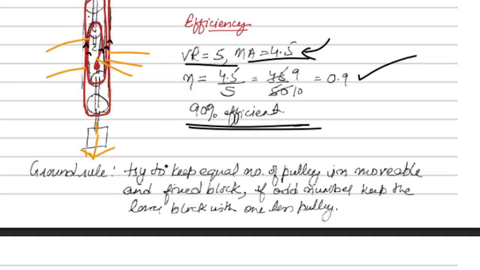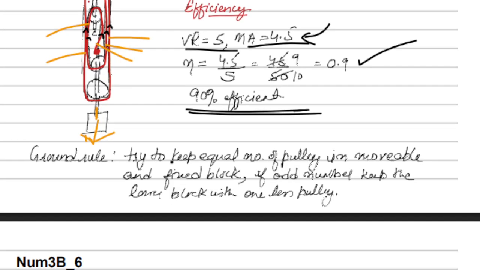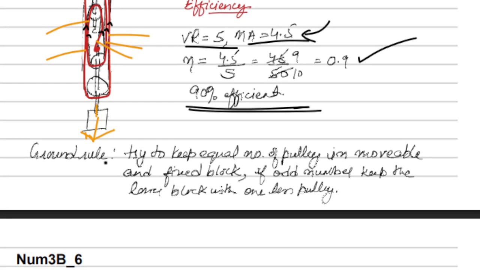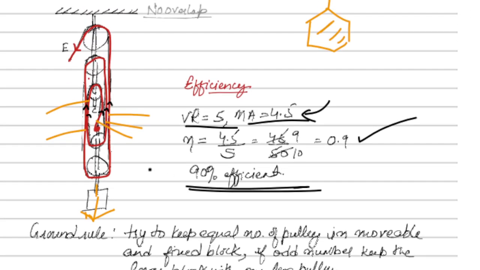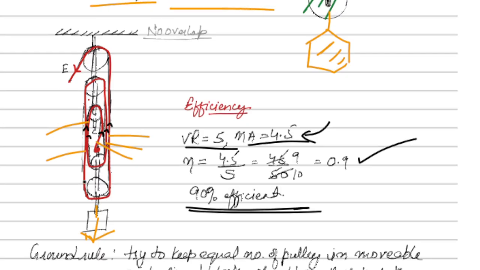Okay, so there are some ground rules which we will discuss in the next question. Try to keep equal number of pulleys in movable and fixed block. If odd numbers are there, then keep the lower block with one less pulley. And I told you what is the logic behind that. We want to keep it as light as we can.